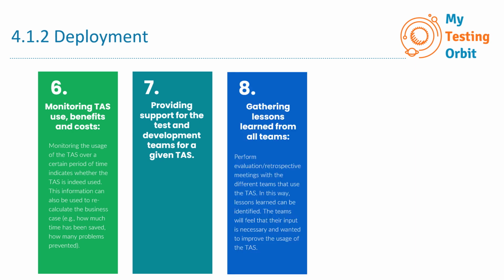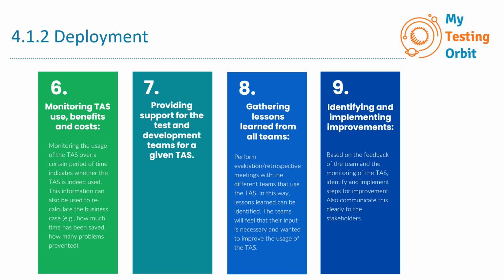Number eight, gathering lessons learned from all teams. After using the TAS for a while, it's smart to sit down with your teams and have a chat. These are like lessons learned sessions where everyone can share what worked, what didn't, and what can be done better. It's not just about feedback, it's about making your teams feel heard and valued. Plus, we can make the TAS even better based on what we have learned from each other's experiences.